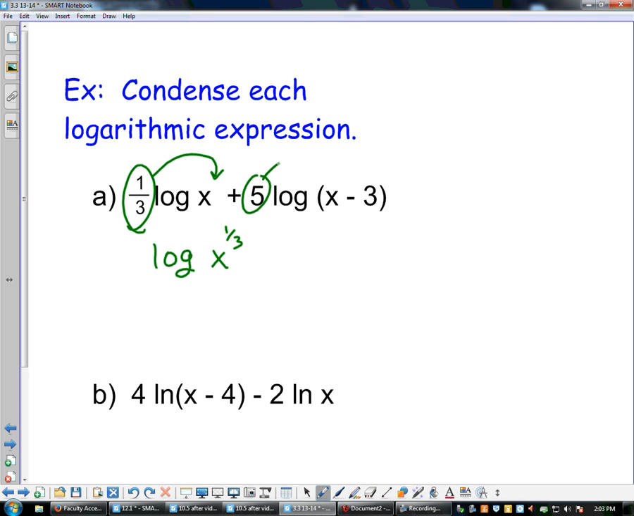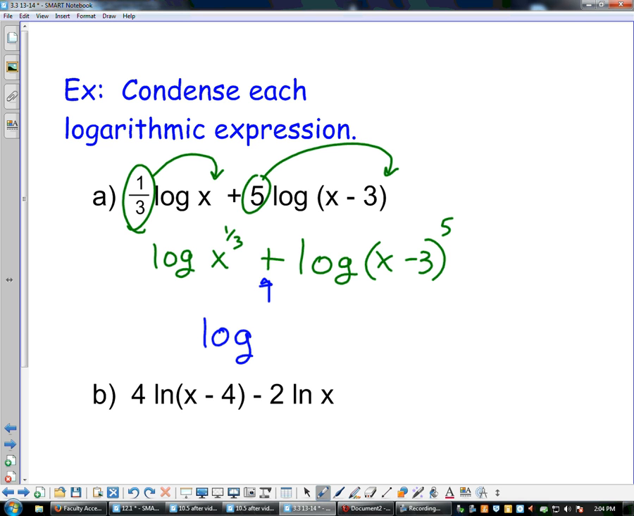And again, this 5 can come up as a power on the x minus 3. So I get plus log of x minus 3 raised to the 5th. Notice that I am adding 2 logarithms, so I can rewrite it as just 1 logarithm, but I'm going to have to multiply. So I get x to the 1/3 times the quantity x minus 3 to the 5th.